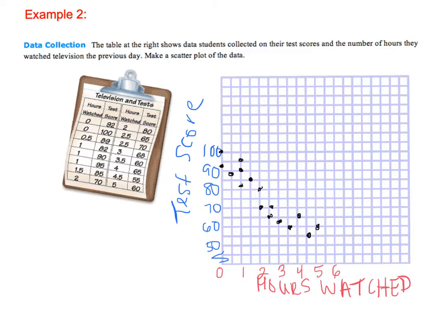But the important thing is to notice the correlation. And here the correlation is as the number of hours of TV increases, your test scores decline. And so that is a negative correlation.